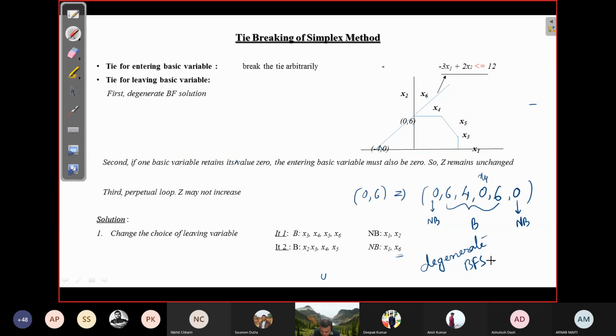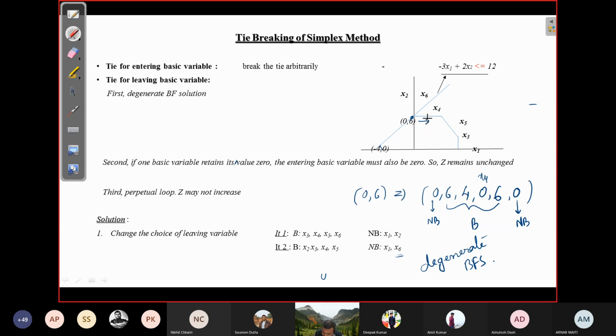And what is the problem? Suppose in the next iteration 3, which direction should I move? Graphically, I should move along this direction, toward x1. So x1 should enter the base. If I decide to move along x1, I increase the value of x1 from 0 to some positive quantity. It enters the base, so someone has to leave the base. Who will leave the base? X4. X4 will leave the base.